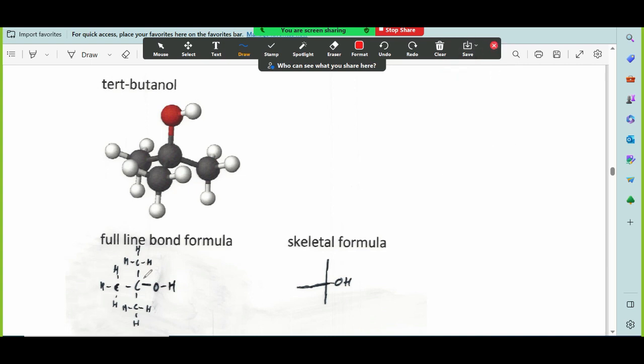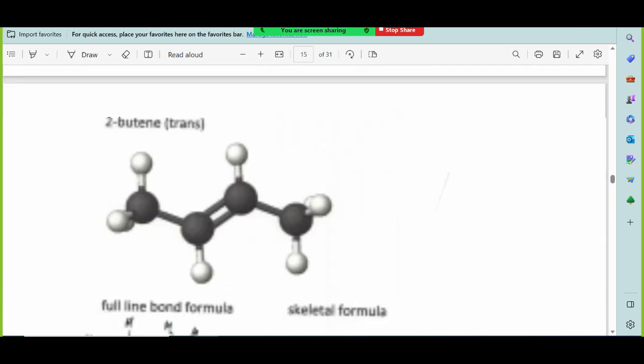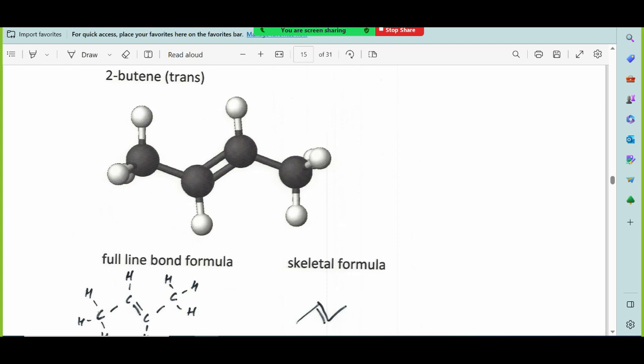Now, if you want to write the full line bond structure, it's easy. The skeletal formula, you replace the carbon with a point. You have 1 carbon, second carbon here, third carbon here, and then you have the OH. And you just connect the lines. So you get it like this: 1 carbon, 2, 3, 4, and you have the OH, and you connect the lines. Here it means we have a CH3 and so on. So you don't have to write them explicitly. Okay, now the mixed style is known, constitutional formula is known. Let's do a second example.